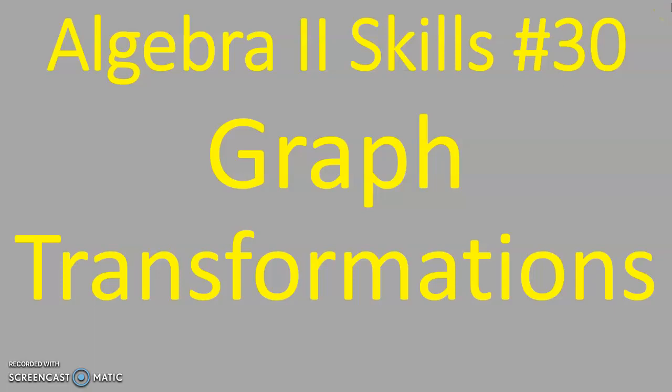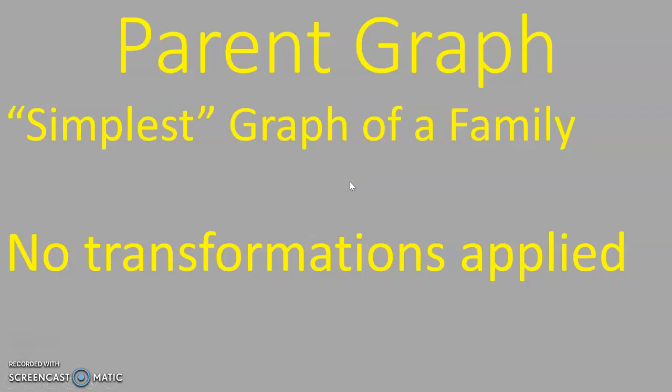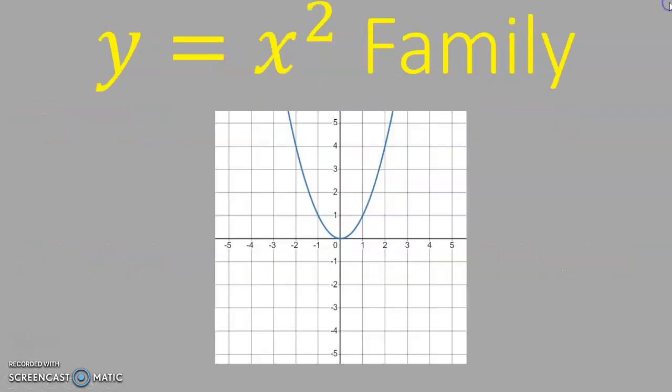Okay, Algebra 2 skills number 30, graph transformations. So let's see what's going on with this. First, we'll talk about a parent graph. A parent graph is the simplest graph of a family. So we're looking for graphs that basically have no transformations. An example of that would be the y equals x squared family.